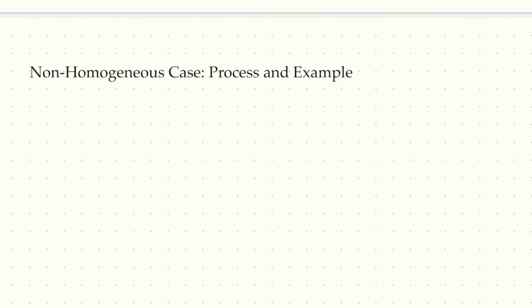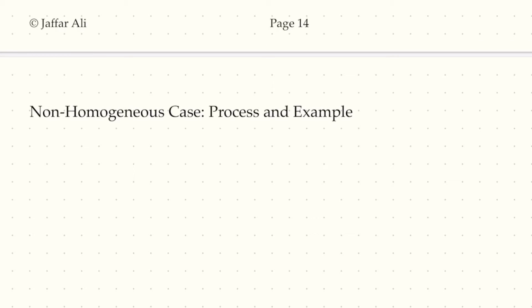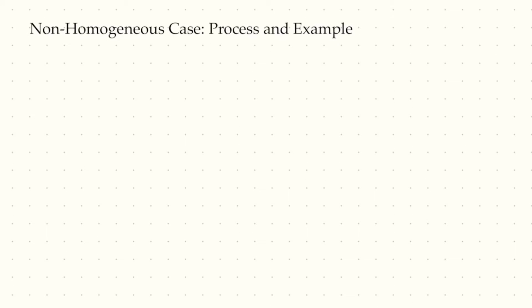Now let me show you how to solve this in the non-homogeneous case. The non-homogeneous case is also very similar. Process-wise it's exactly the same, except that we need to be a little bit more careful in how we define the functions and so on. As you know, in a non-homogeneous case, the general solution is going to have two components: y is equal to yc plus yp.